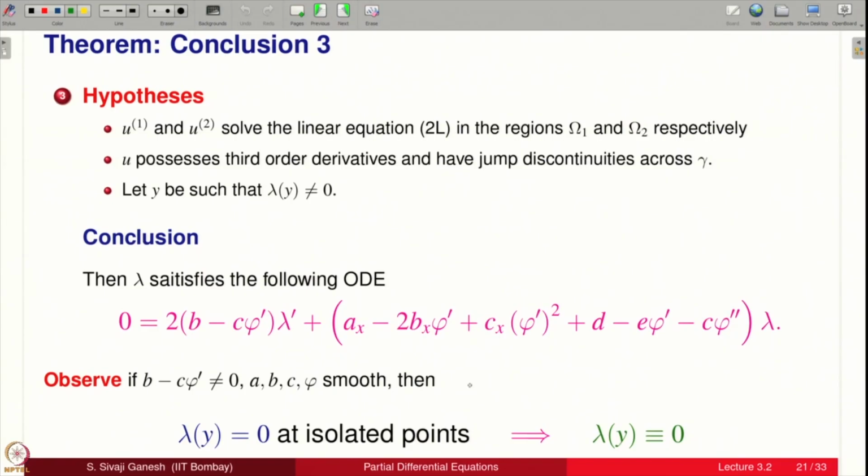Okay. And if you are assuming all these functions are smooth and this is non-zero, then it turns out that the quantity in these brackets and the quantity in these brackets are smooth functions and they are locally Lipschitz functions. Then we can apply uniqueness theorems for the initial value problems and conclude that lambda y is identically equal to 0.